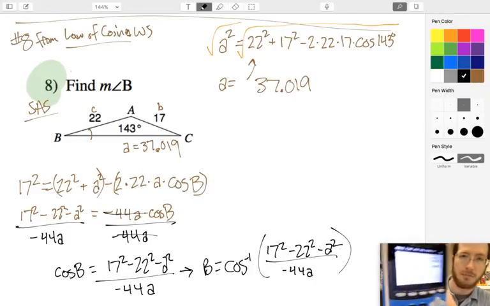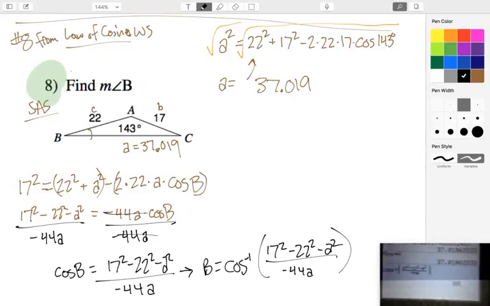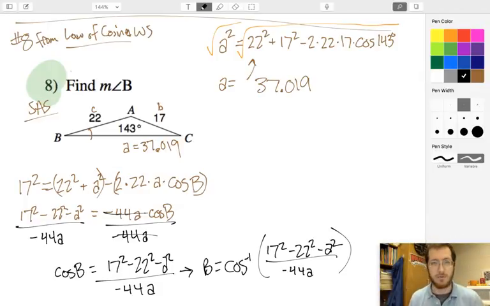Okay, so we should get something that looks like this if you use the fraction function. And let's see what we get. So we get 16.0437.